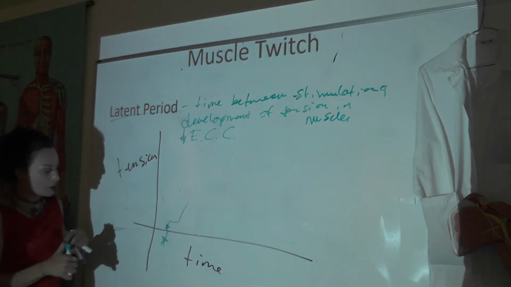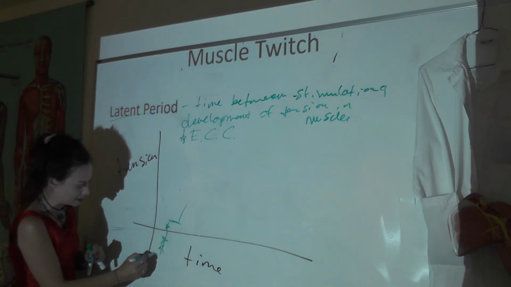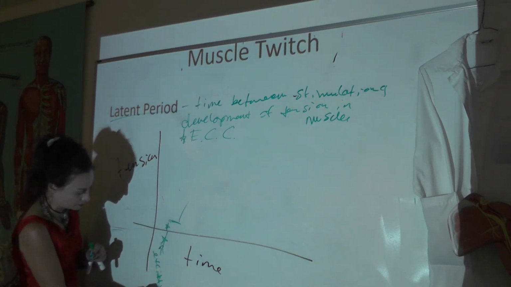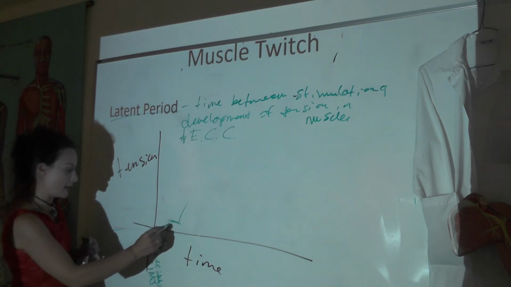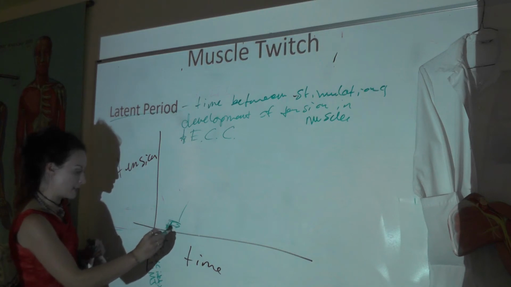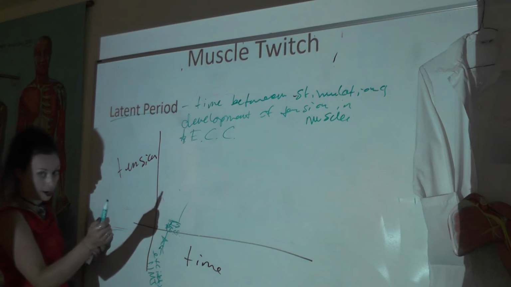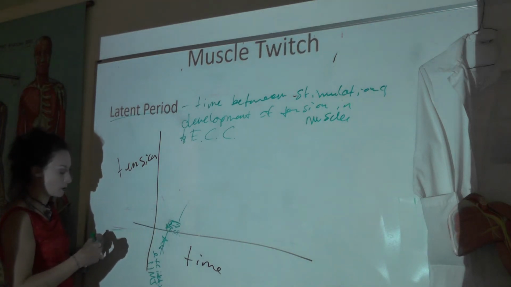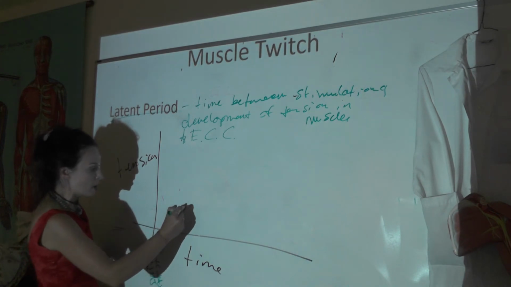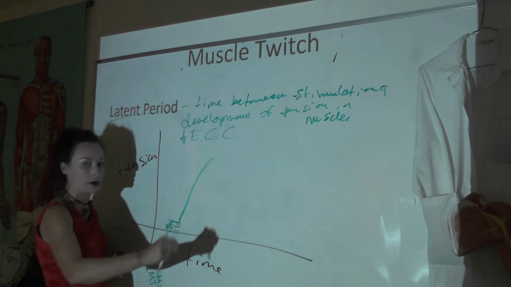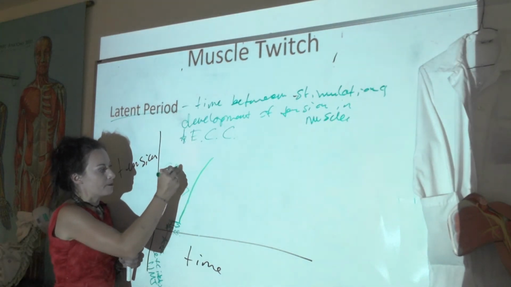Why do I know that those are the events that are happening right here? Well, because right here at the start, that's excitation. Where's that occurring? The neuromuscular junction. Right here is my excitation-contraction coupling, and that's occurring down where? My sarcolemma and T-tubules. And then, when I start to see the development of tension, what is physiologically occurring in my muscle fibers? The cross-bridge cycle, right?